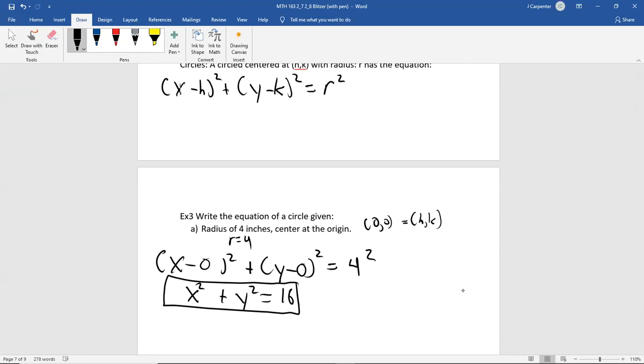I didn't actually ask you to draw it, but if you did, 1, 2, 3, 4, in each direction. I just like to put points 4 left, right, up, and down from the center, which the center was at the origin this time, and then try and draw your best circle around that.